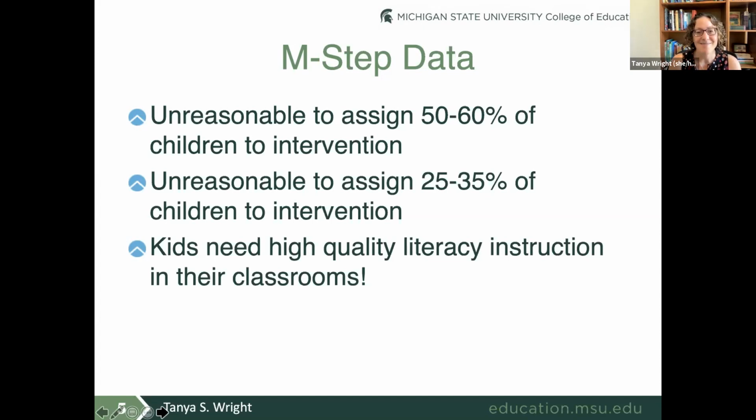But understanding where kids are in their literacy development, particularly using formative assessment to figure that out, is the classroom teacher's job, and it's how we figure out what kids need to learn. So that's going to be my big point.